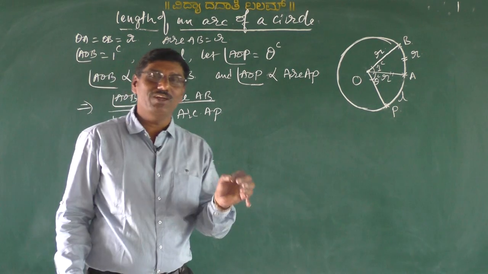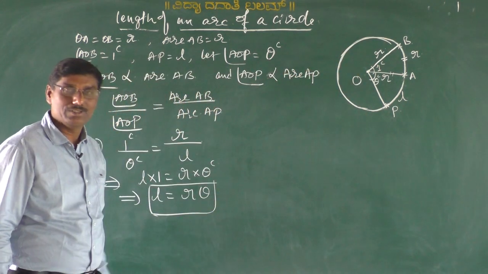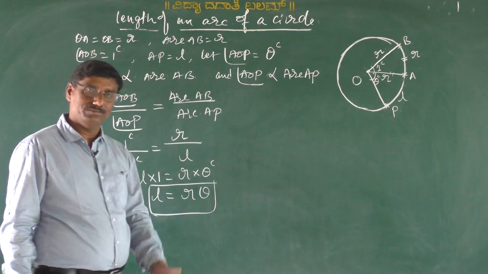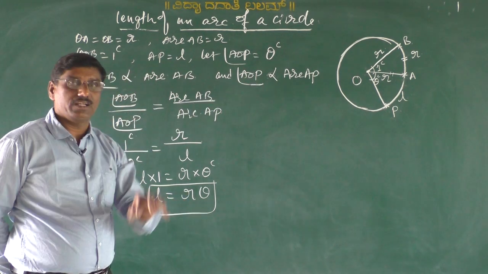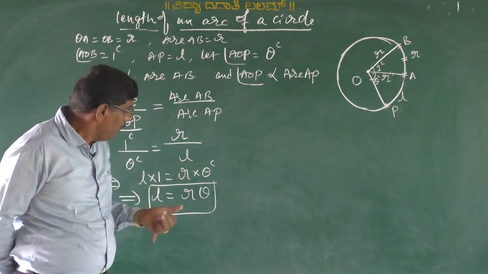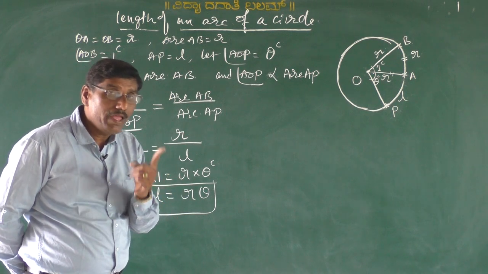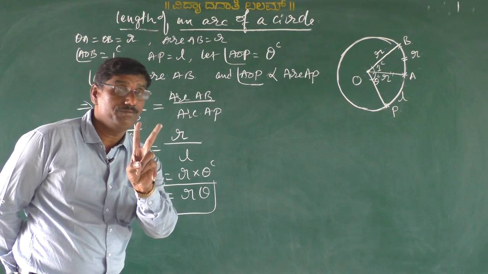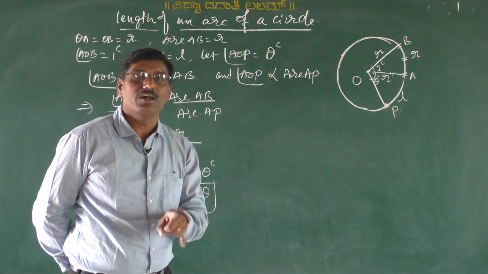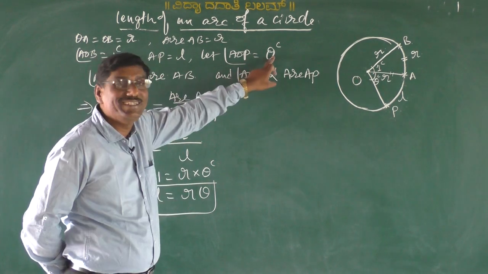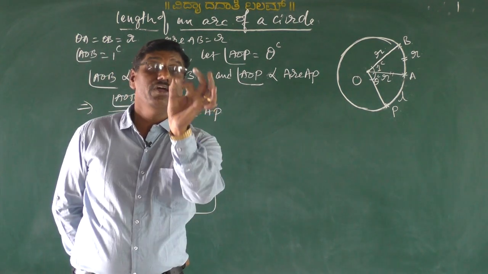This is the formula we are going to use to find out the length of an arc of a circle in terms of r and theta. Listen carefully. Here r is the radius of the circle, which we already know. And theta is the angle subtended at the center. We know angles are measured in two different units: one is degree measure, another is radian measure. Here I consider theta in radians. It must be understood that theta is in terms of radians.